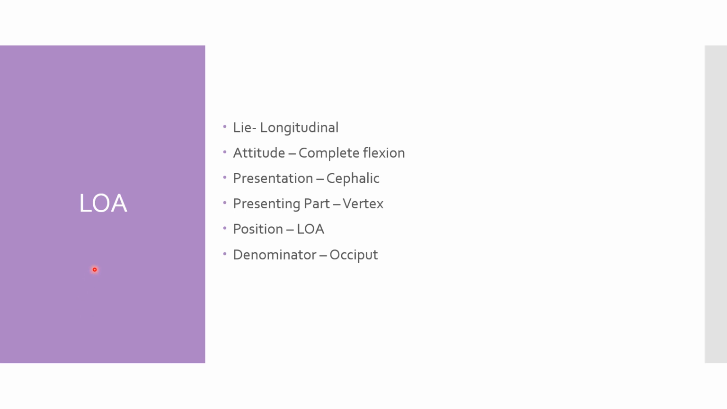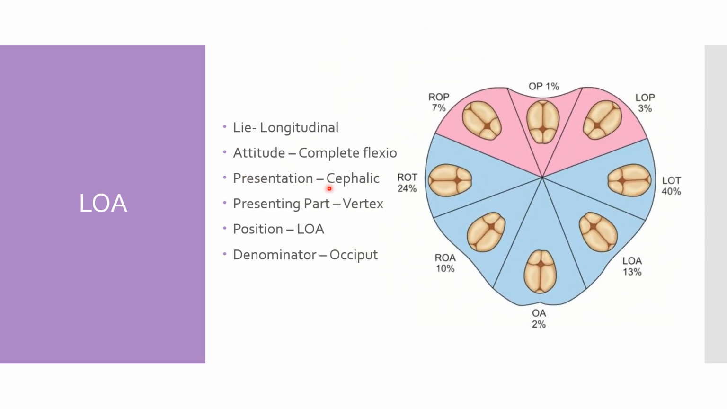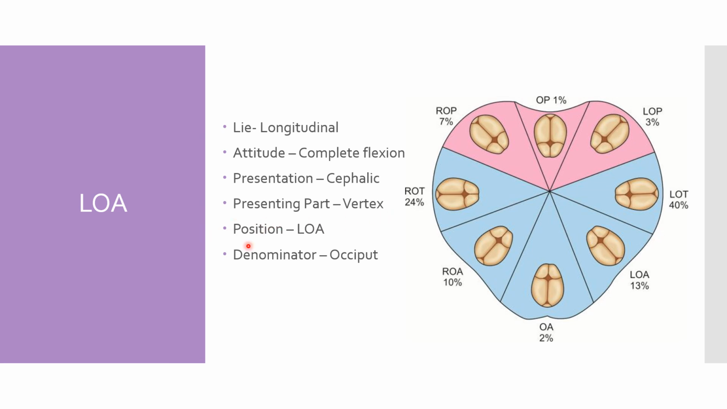Mechanism of labor. Here in LOA position, there are parts and denominators. The lie is longitudinal, the attitude is complete flexion, the presentation is cephalic, the presenting part is the vertex, the position is LOA, and the denominator is occipital. Whenever the fetal head is in a different position, like LOA or ROA, these things will change depending on the position and presentation. Based on that you have to describe all the things. This is for LOA, left occipital anterior position. These are all the findings. Clear?